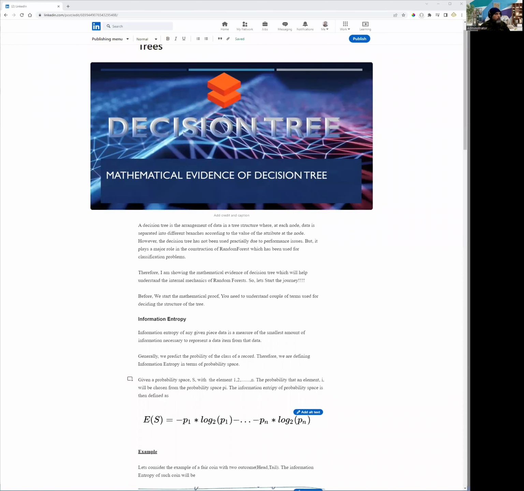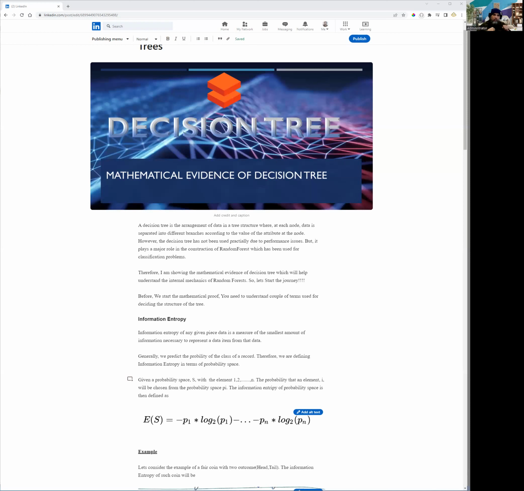Hello, everyone. So today we are going to discuss the mathematical evidence of decision tree. Like we have already discussed the concept of decision tree. And like I mentioned, it is not a very efficient algorithm to use for machine learning problems in the real world scenario because of the limitation in it. We're gonna see that it is not performing efficiently against big data sets or medium data sets.